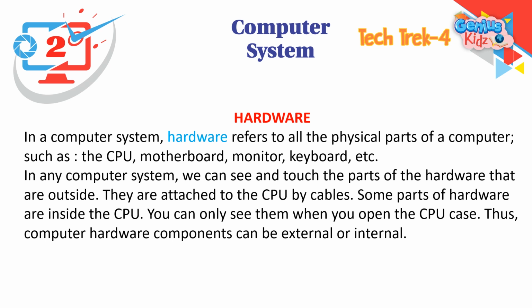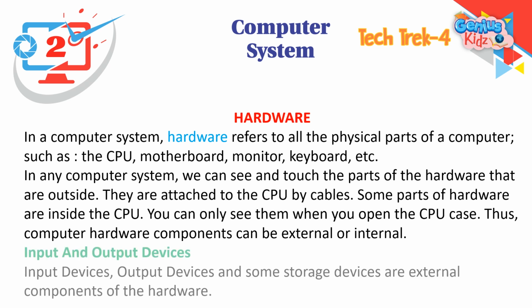In any computer system, we can see and touch the parts of the hardware that are outside. They are attached to the CPU by cables. Some parts of hardware are inside the CPU. You can only see them when you open the CPU case. Thus, computer hardware components can be external or internal. Input and output devices. Input devices, output devices and some storage devices are external components of the hardware.